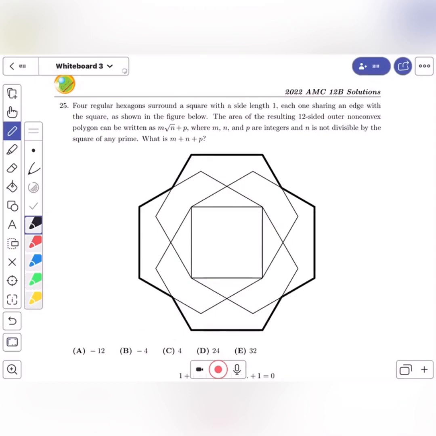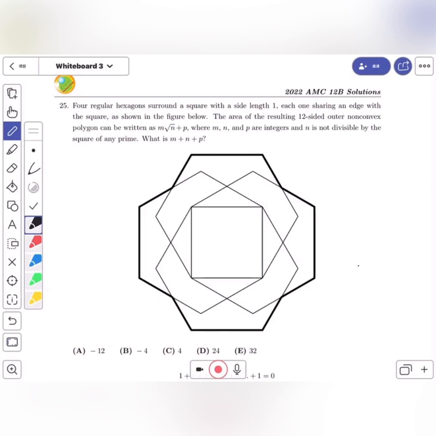Now let's get started with the problem. 4 regular hexagons surround a square with sides 1, each sharing an edge with the square, as shown in the figure below. The area of the resulting 12-sided outer non-convex polygon can be written as m times the square root of n plus p, where m, n, and p are integers and n is not divisible by the square of any prime, which just means that m root n plus p is the most simplified version. What is n plus p?